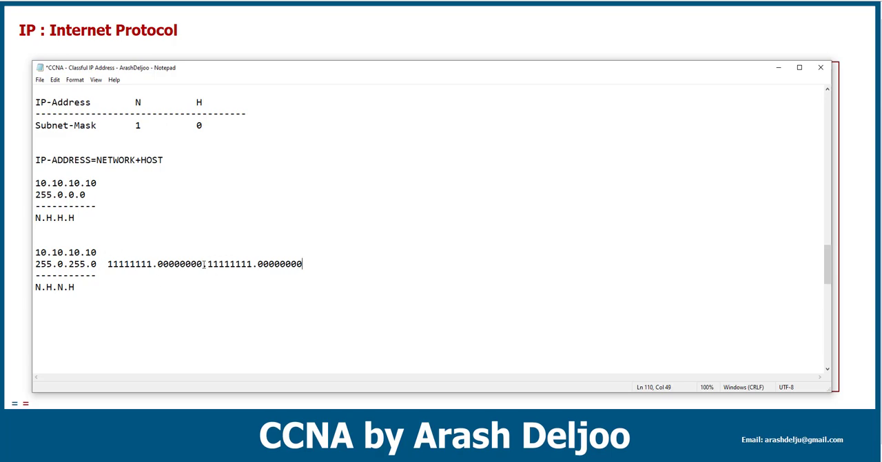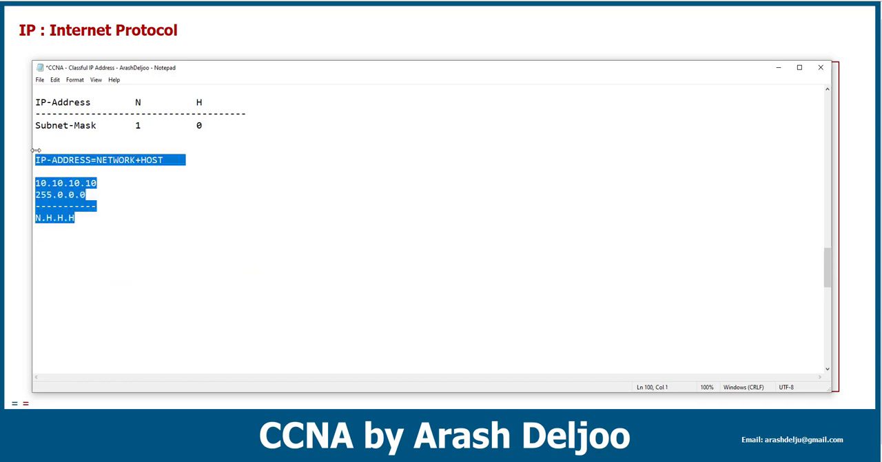Here, as you can see, we have alternating 1s and 0s. Okay, this is not possible. In a subnet mask, first we need to use 1s, and after that, when you reach 0, you should use 0 for all of the bits to the end of the subnet mask. You know it, okay?